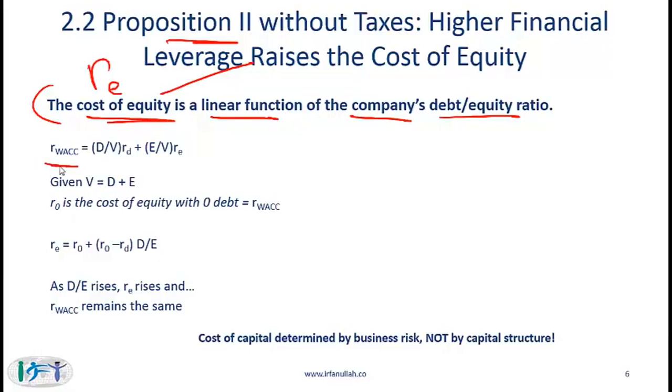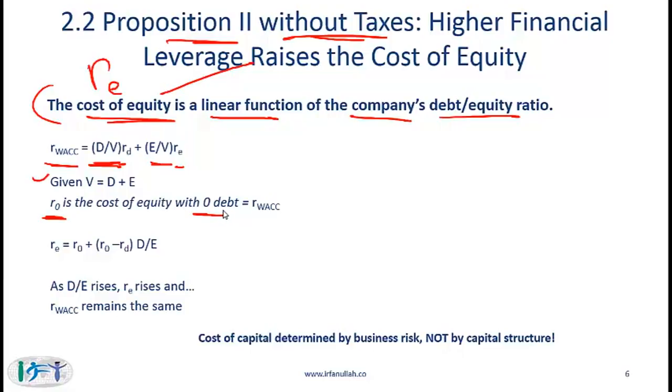I hope you remember this relationship. The cost of capital is the weight of debt times cost of debt plus weight of equity times cost of equity. Again, no taxes because we are ignoring taxes in this discussion. Then given V is equal to D plus E, the total value is value of debt plus value of equity. And let's also say that R0 is the cost of equity with zero debt.